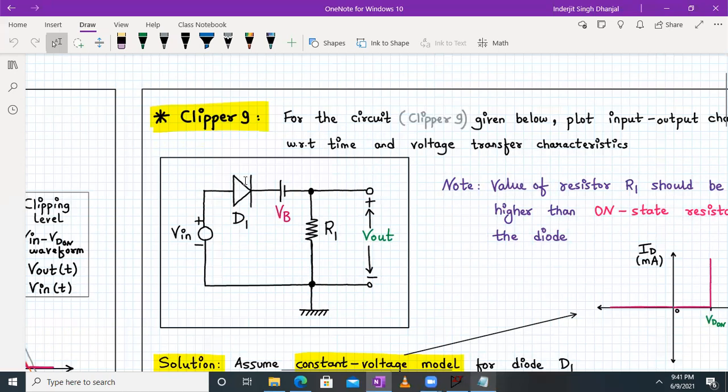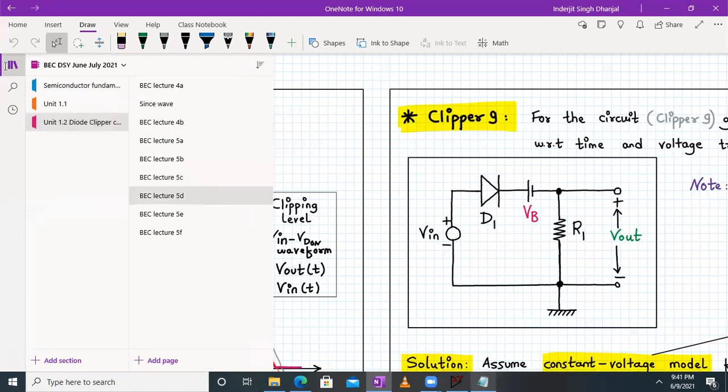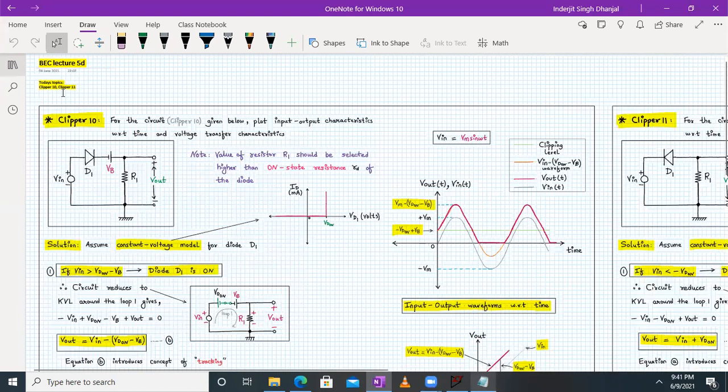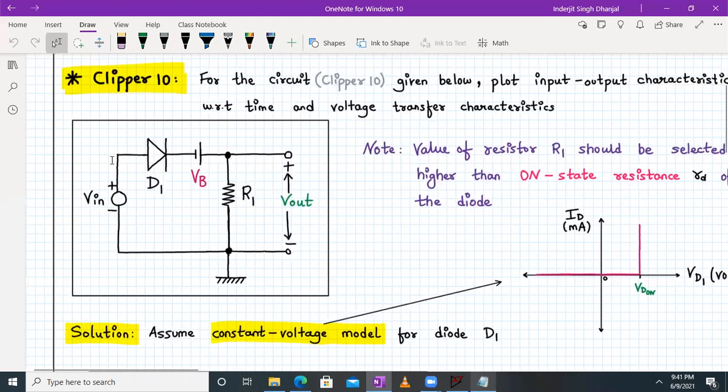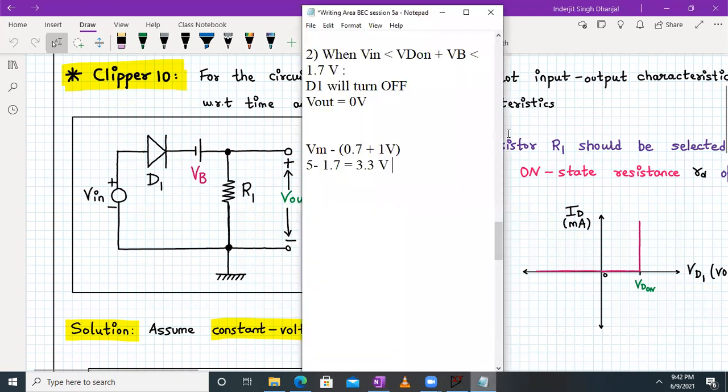Now clipper number 10 will be just the reverse of VB. So we'll quickly see that now. Clipper number 10 will not take much time now. What will happen if VB is reversed? VB reverse means it is assisting the diode to turn on. So that much less voltage I will require to turn on the diode. That means what? Let me come back over here.